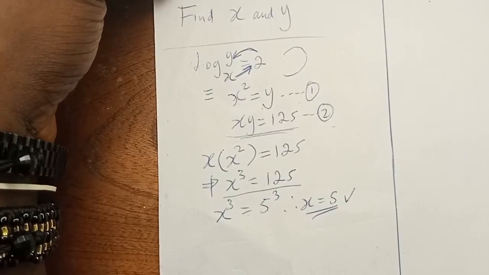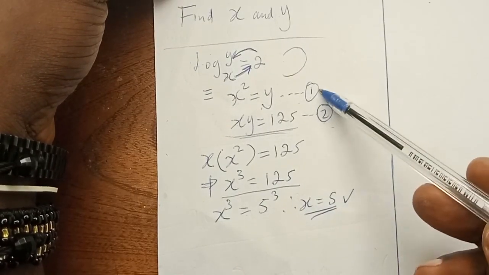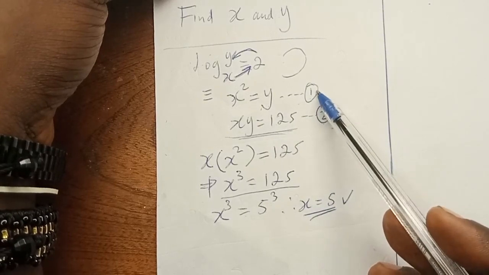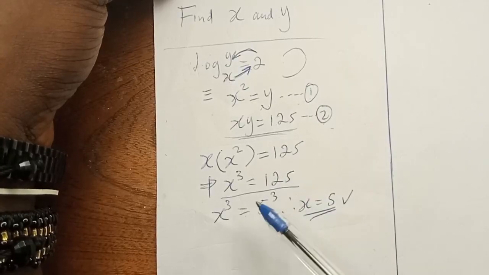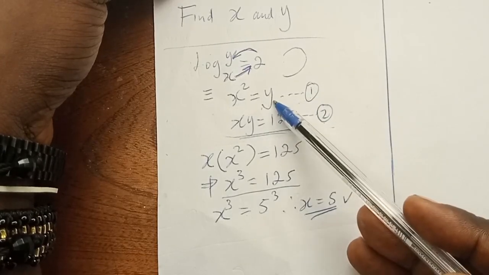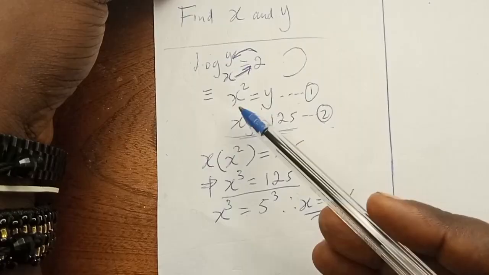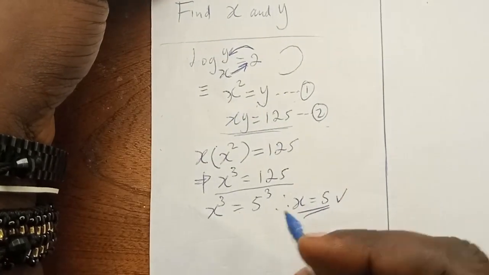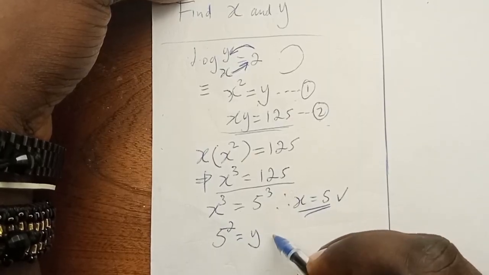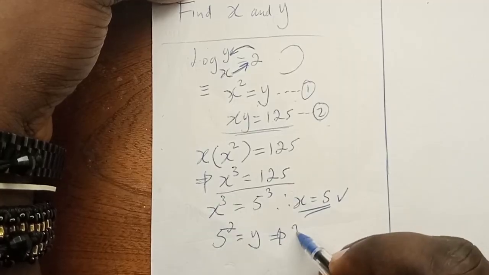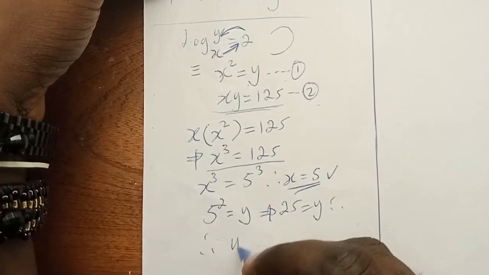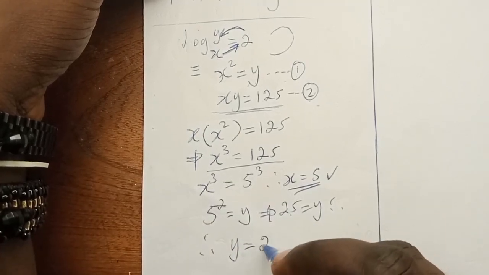To look for the value of y, we can choose any of the expressions from 1 and 2 and input x equal to 5. Let's just use 1 since we have used 2 here to get the value of x. Since x is equal to 5, we'll say 5 squared is equal to y, which simply means that 5 squared is 25 is equal to y. Therefore, y is equal to 5 squared, which is 25.